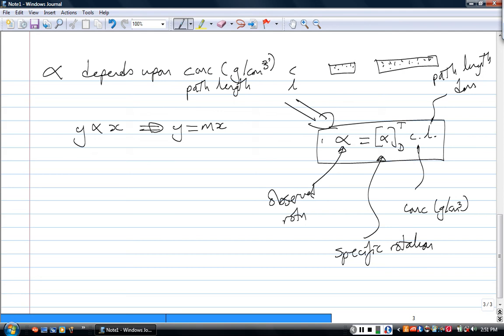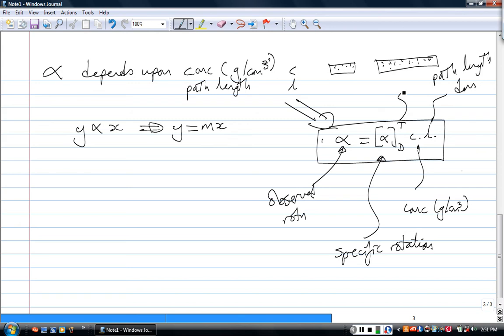And the specific rotation is unique to a chiral compound. It is as unique to a chiral compound as is the melting point. So in fact, if I isolate a chiral compound, I will report its melting point, its boiling point. If it's a liquid, I'll report its density. I'll also report its alpha TD value.